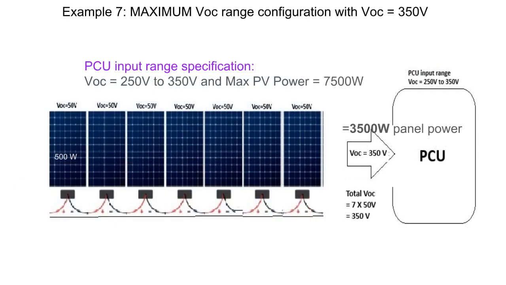This is with 7 panels. This is not a practical scenario because the PCU will be underutilized. However, it will still work.